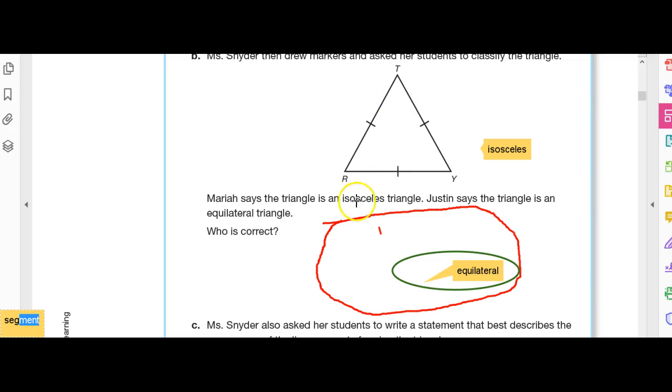And so when it tells me to classify, again, we're asked to classify, they don't want me to take the biggest circle. They want me to tell them what's the smallest circle that this triangle would fit into when I classify it. Oh, well, the smallest would be the equilateral triangle. So I would best be calling this, or classifying this, as equilateral. Okay?